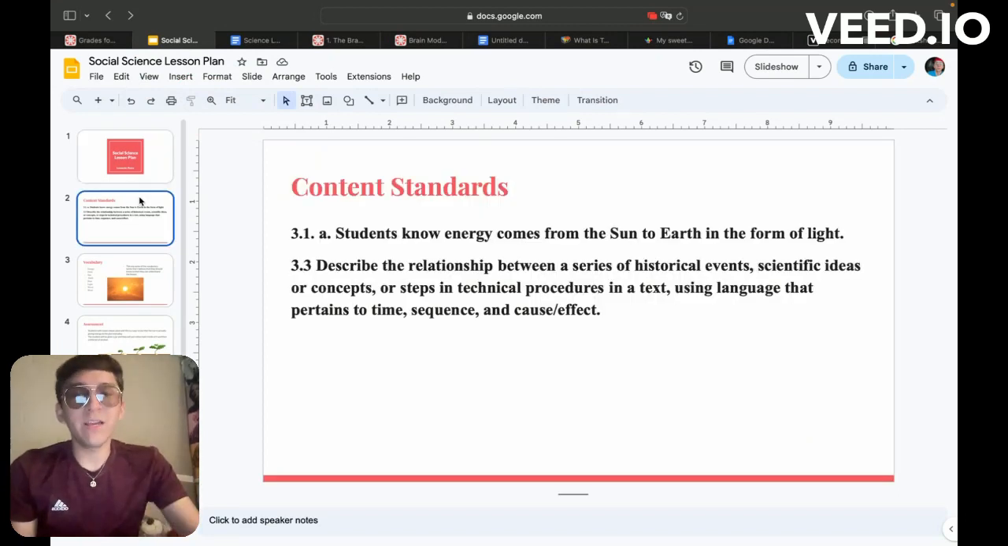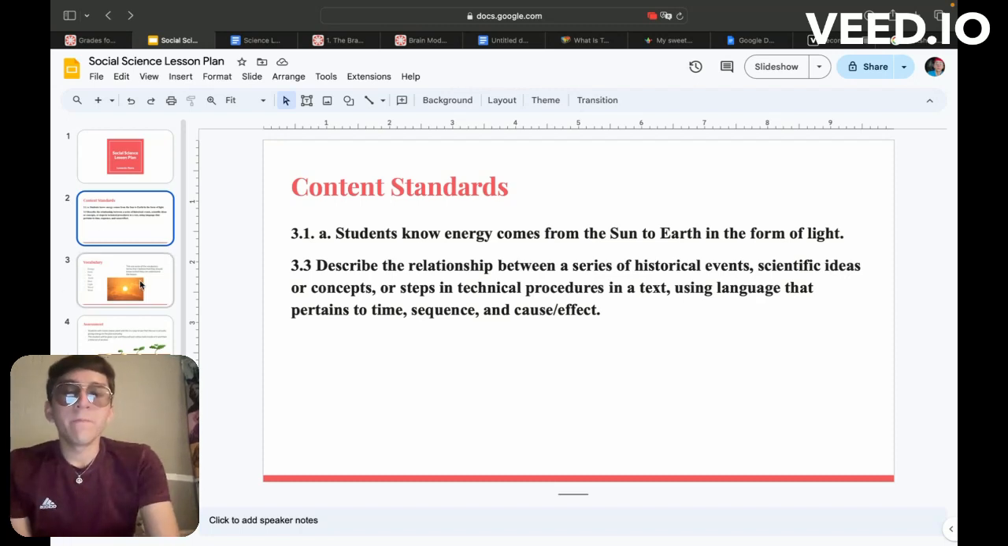So, the first slide is content standards. The content standards that I chose was 3.1a, which is students know energy comes from the sun to earth in the form of light. Then the other standard is 3.3, which says describe the relationship between a series of historical events, scientific ideas, or concepts, or steps in technical procedures in a text using language that pertains to time, sequence, and cause and effect.